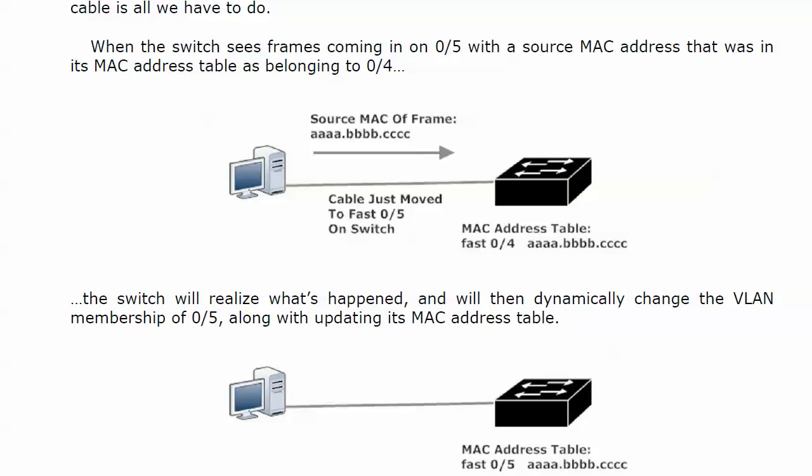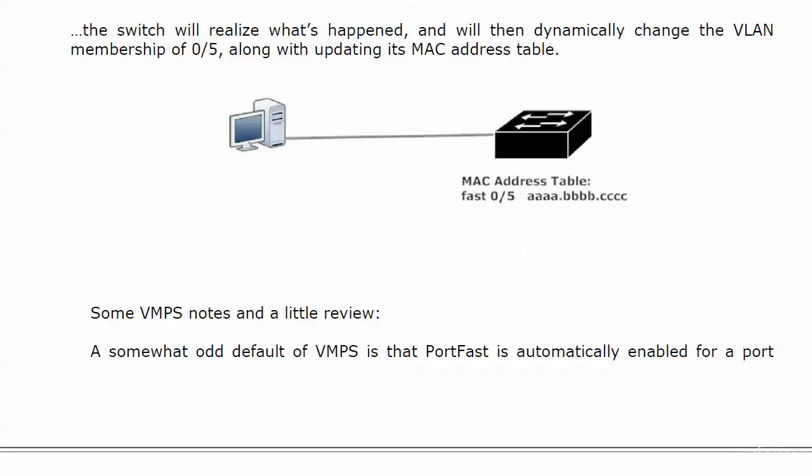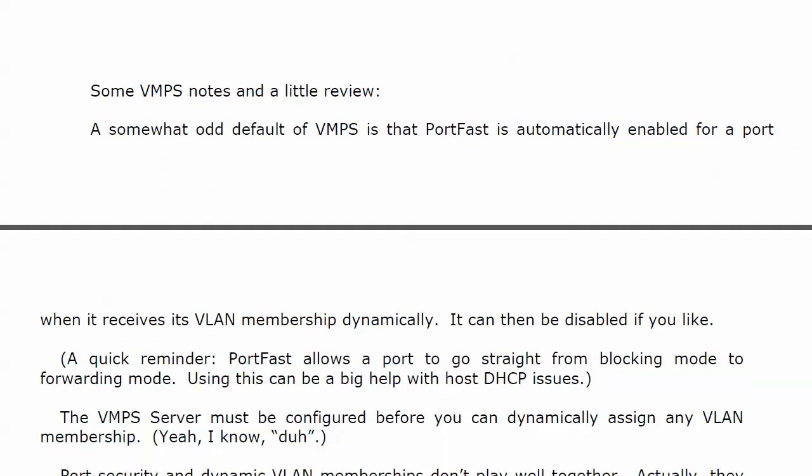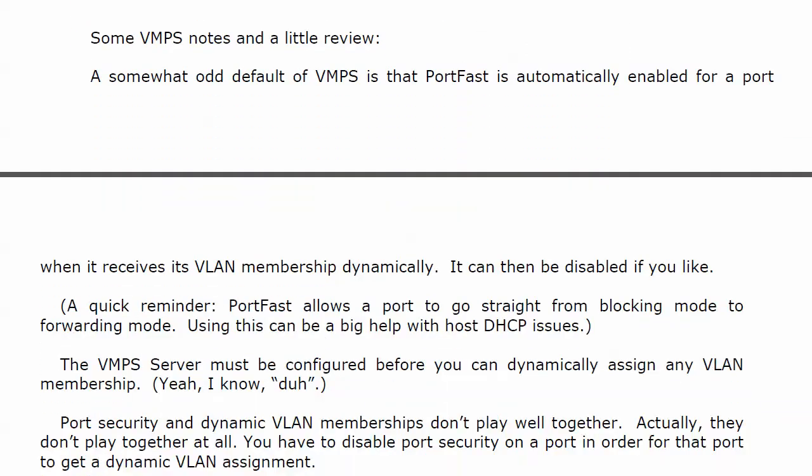and it will not only update its MAC address table, which we would expect, but it will dynamically change the VLAN membership of port 5. We don't have to do anything except move that cable, and that's pretty sweet. Sorry about the little gap here, but we'll get around that. Just some VMPS notes and a little bit of review.